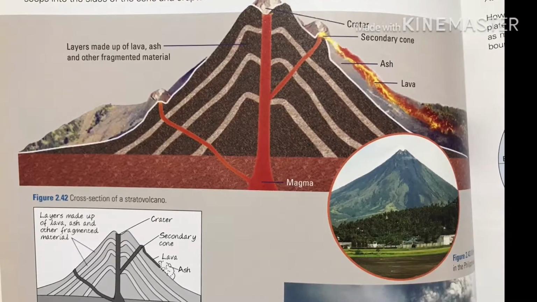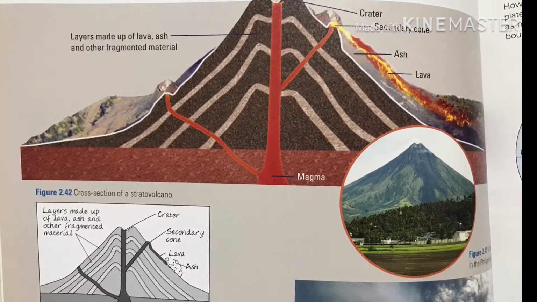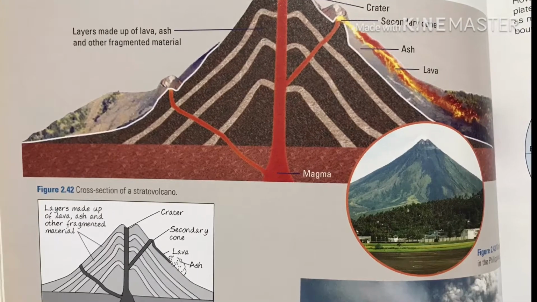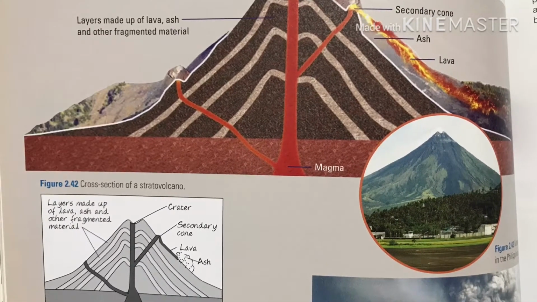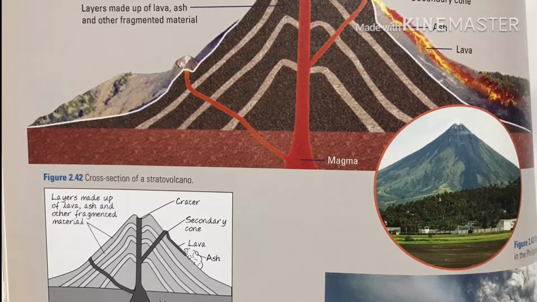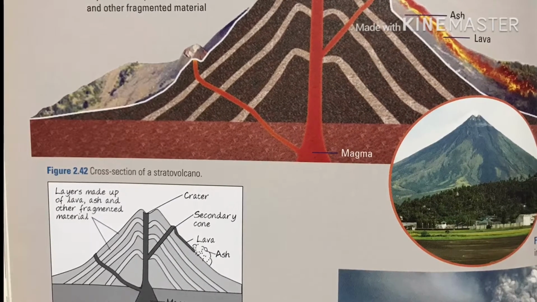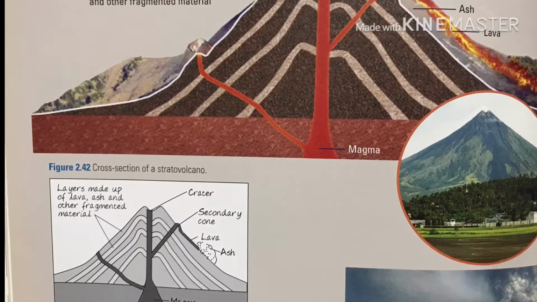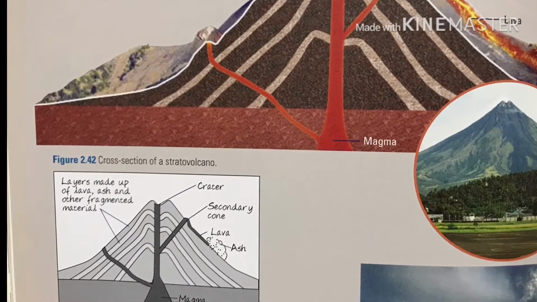The second type of volcano we are looking at is the stratovolcano. As you can see from this cross-section here, it is made out of more components. You have your secondary cone, the secondary pipe, the main crater. You still have layers of lava, ash and other fragmented materials, and what you end up having to show is things like the lava and the ash that comes out. Sometimes you can include things like the fragments that are ejected.